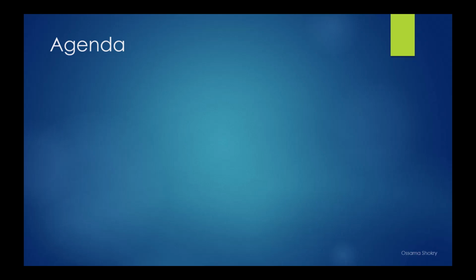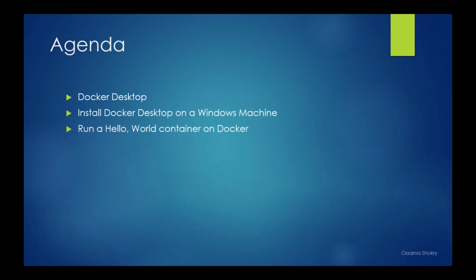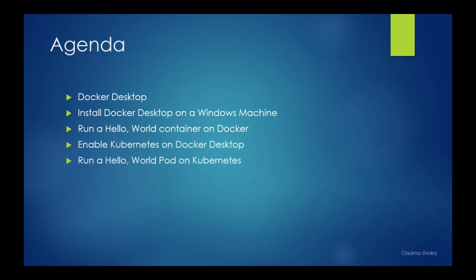In this video, we will talk about Docker Desktop. We will install Docker Desktop on a Windows machine, run a Hello World container on Docker, enable Kubernetes on Docker Desktop, and run a Hello World pod on Kubernetes.